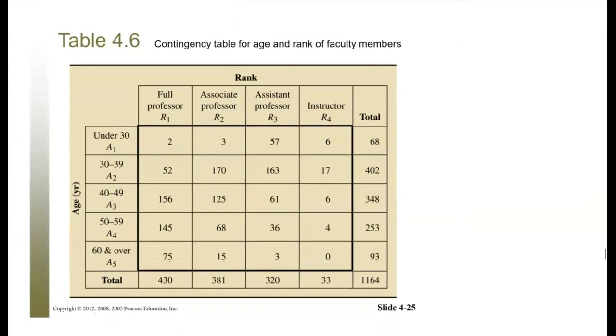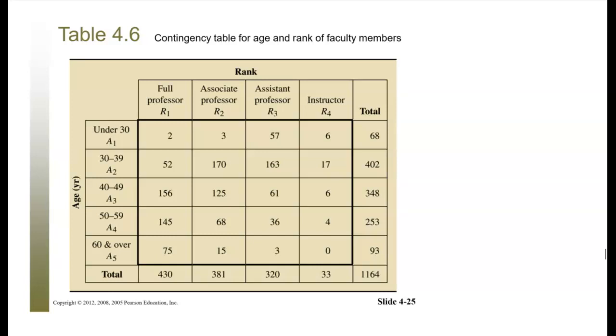So I'm going to show you a very basic contingency table. The two variables, one of them is age, and the other one is rank of faculty members at a university. When you look at this contingency table, notice we have a total of 1,164 faculty members. Let's look at rank first. There are 4 different ranks, noted by R1, full professor, R2, associate, R3, assistant, and R4, instructor. So of that 1,164 faculty members, 430 are full professor, 381 are associate, 320 assistant, and 33 are instructor.